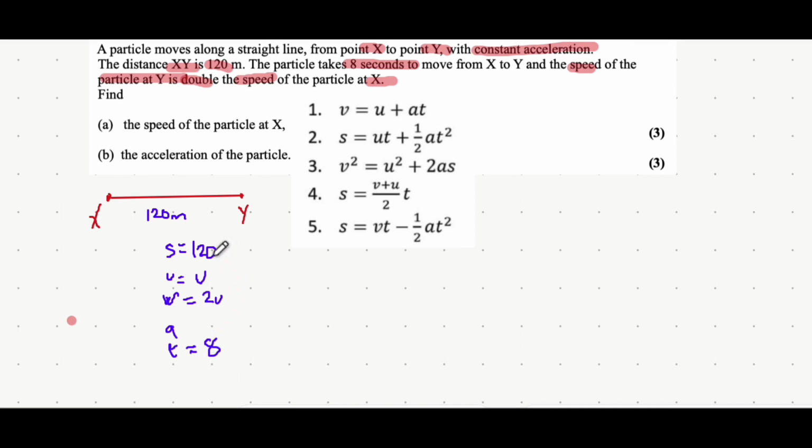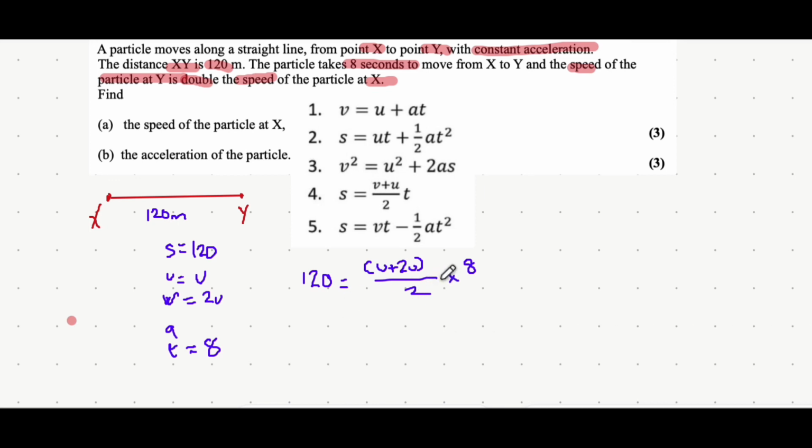Now, which equation involves S, U, V, and T is actually equation number 4. Substituting these values into that equation, we get that S, 120, is equal to U plus V, which is U plus 2U, all over 2, multiplied by the time taken, 8. I label this as U and this as 2U because now we have an equation that we can form to find the value of U, because that's the only missing variable. Once you find the value of U, you can then substitute it back into the original expression that we made.